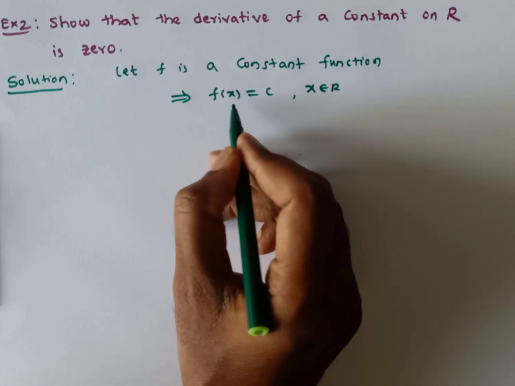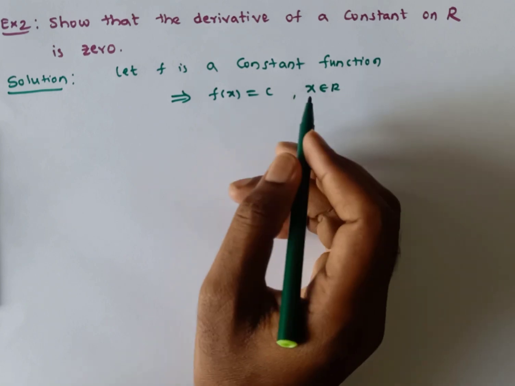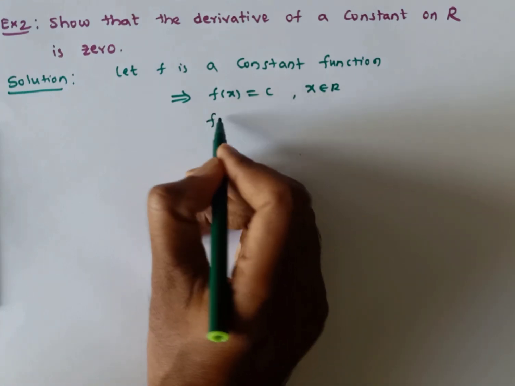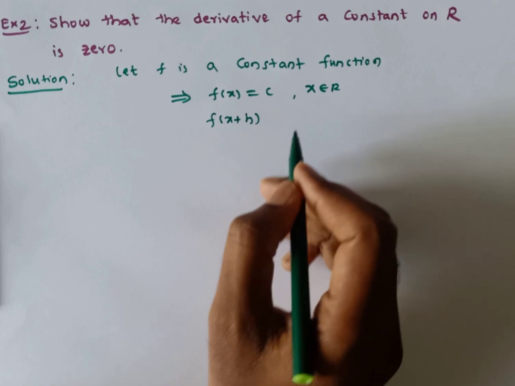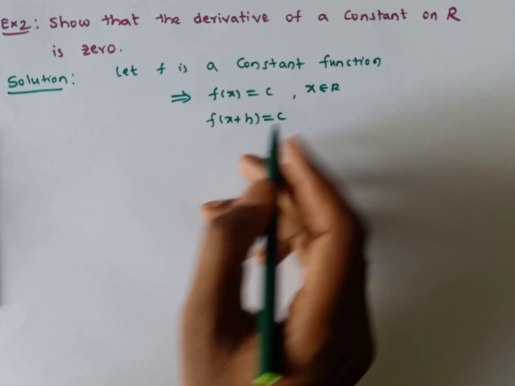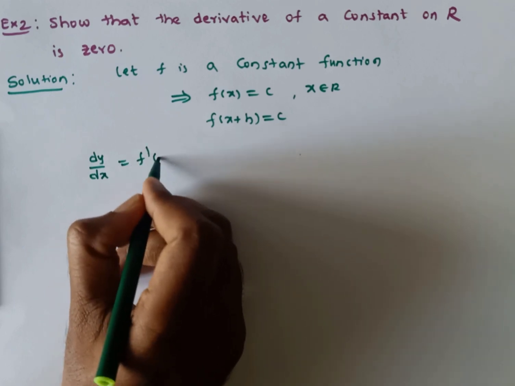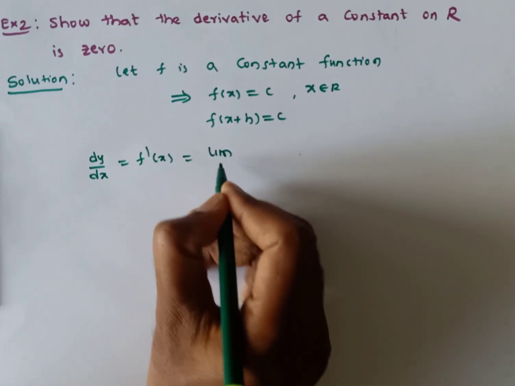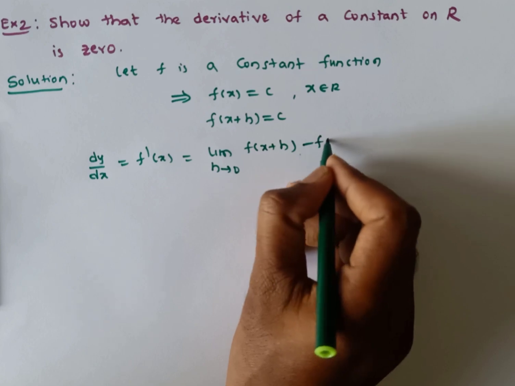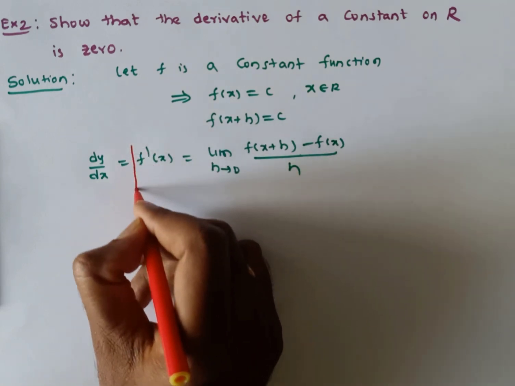Now f of x is c. If x is any real number, x is 1 also c, 2 also c, 3 also c. So x is any number, then f of x defines only a constant. If h is any small positive quantity, then f of x plus h is also c, right? Now we need to find the derivative, that is dy by dx, that means f dash of x, which by definition is limit h tends to 0 of f of x plus h minus f of x by h. This is the fundamental principle of the derivative.